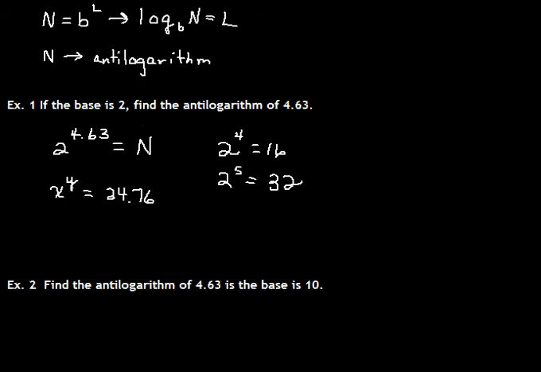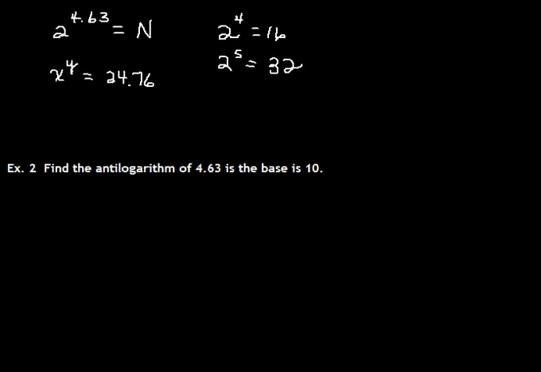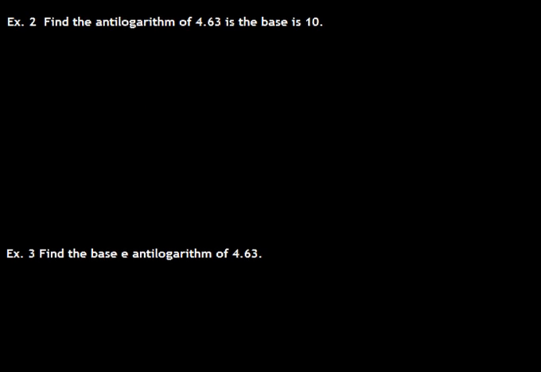Let's try another one. It's going to be written in many different ways. So that's what we have to do in this lesson. This one says, find the anti-logarithm of 4.63 if the base is 10. Now this is a little bit different. When we're dealing with base of 10 or base of e, we can use the inverse log button in your calculator. So if we're not going to use our log button on our calculator, the base would be 10. The exponent would be 4.63.